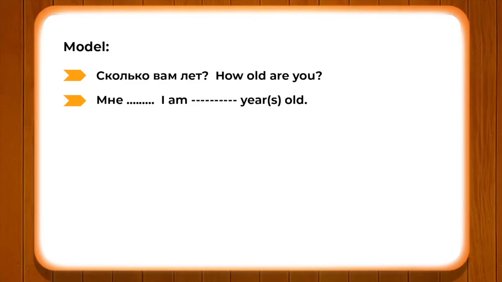But you can also use it as per your requirement. For example, 45 years old, sorak 5 let. For example, 21 years old, 21 god. If 33 years old, 33 goda.